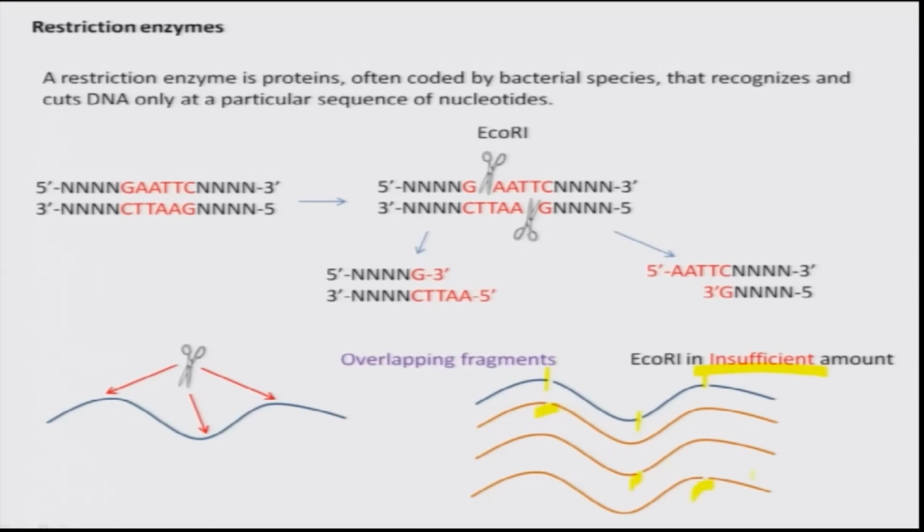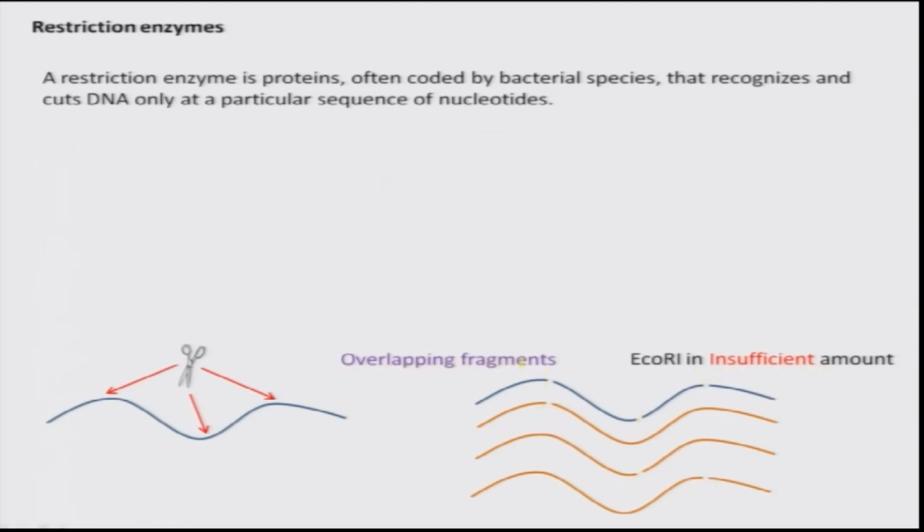So not all the sites are cut if you, for example, reduce the amount of enzyme, or if you reduce the duration of the reaction, if you give it for only a short period. Such reactions really help us to get what are called overlapping fragments. What do you mean by overlapping fragments? These are very, very important.